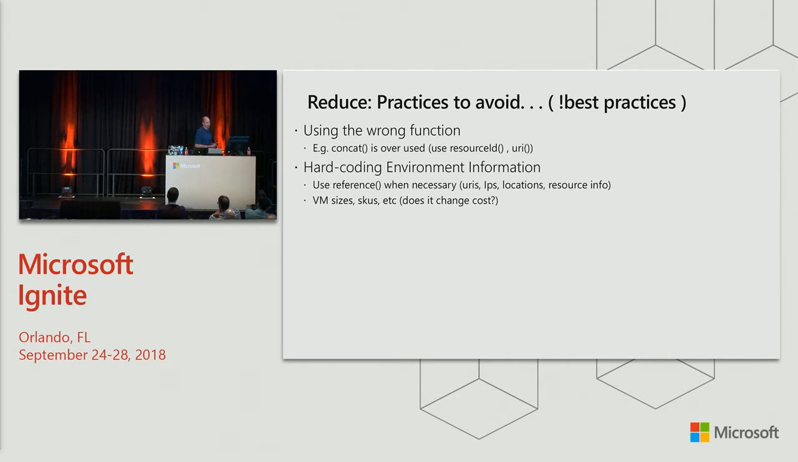Hard coding environment information, this is probably most common with the reference function or not using the reference function. If you have a blob storage endpoint that you need to reference somehow in the template, I'll see a lot of storage account concatenated with blob.core.windows.net. And that does work fine. Where it won't work fine is if you start to use that template in other clouds. So if you go use it on Azure Stack, Azure Government, Azure China, Azure Germany, those are going to be different URIs and it won't work there. Your template's going to break.